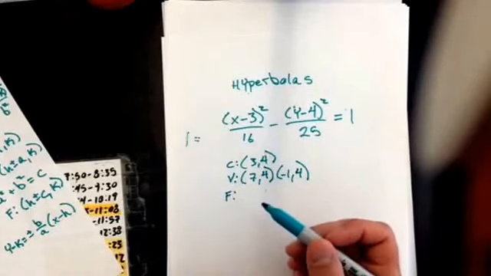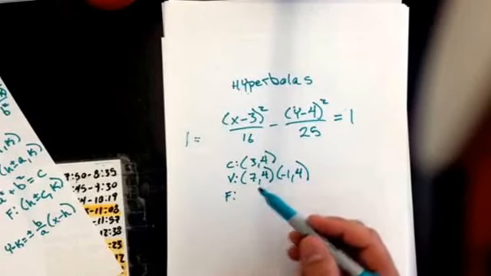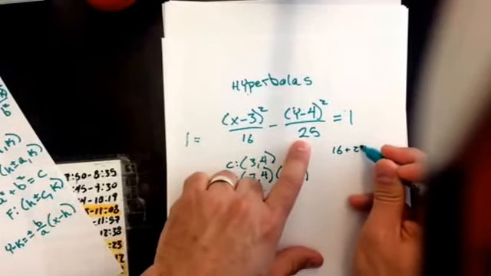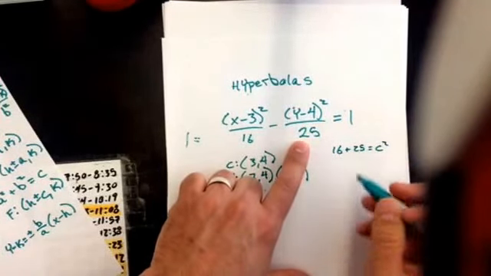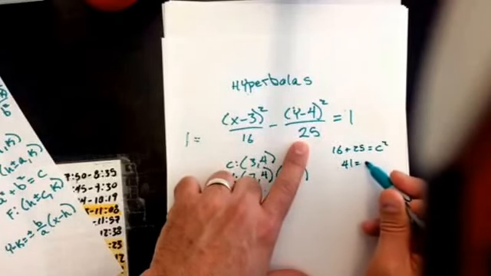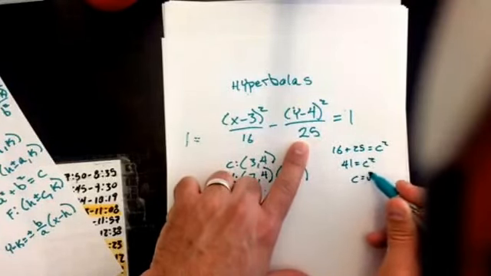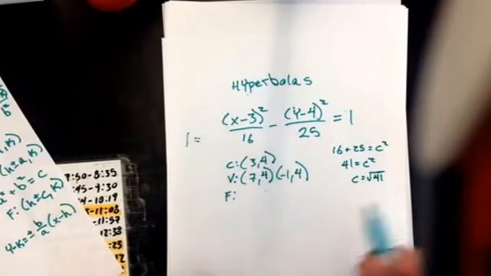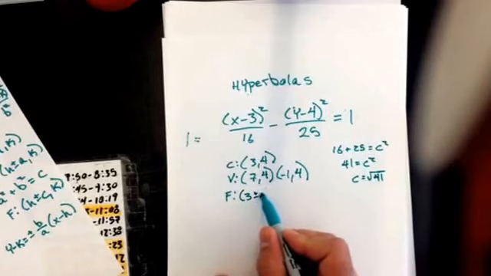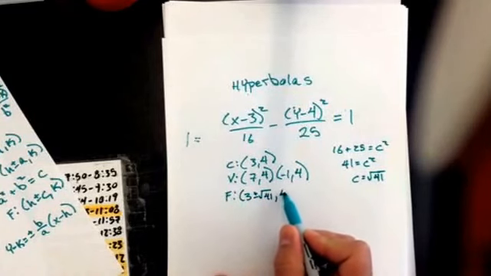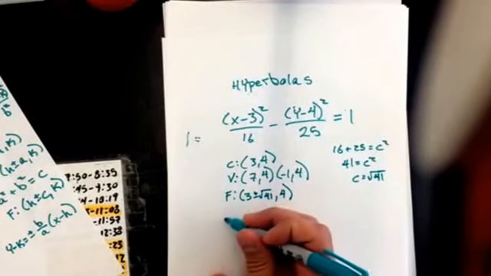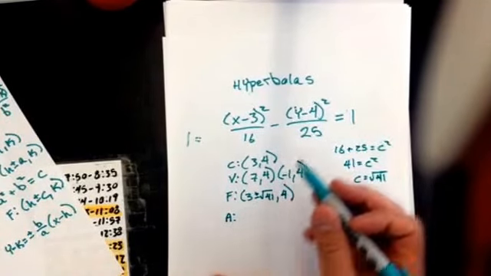For my foci, I need to do a squared plus b squared equals c squared. So I'm going to add these two guys together. So I'm going to do 16 plus 25 equals c squared. 16 plus 25 is 41. Square root it. So for the foci, that's also going to happen to the x. It's going to be 3 plus or minus the square root of 41, 4.